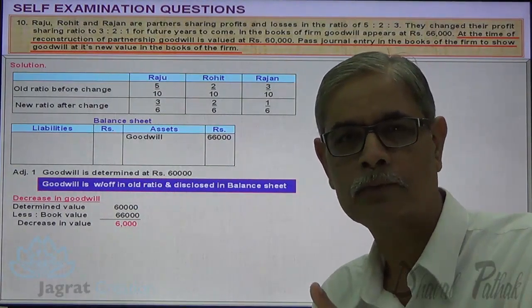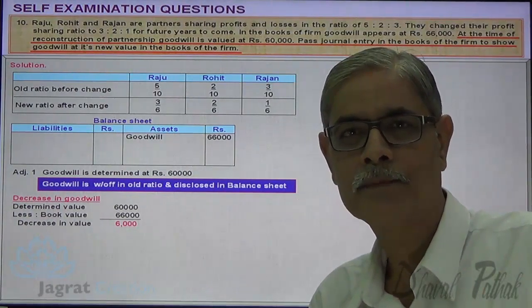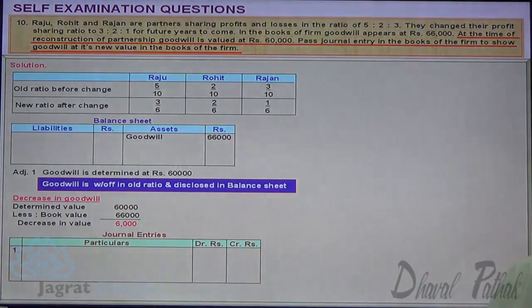When you write it off, partner's capital account gets debited. That too in the old profit sharing ratio. So the journal entry for that is Raju's capital account debit 6,000 into 5 by 10.